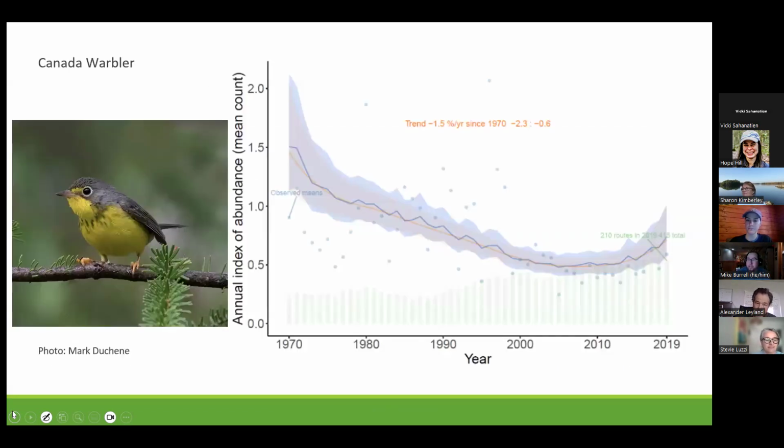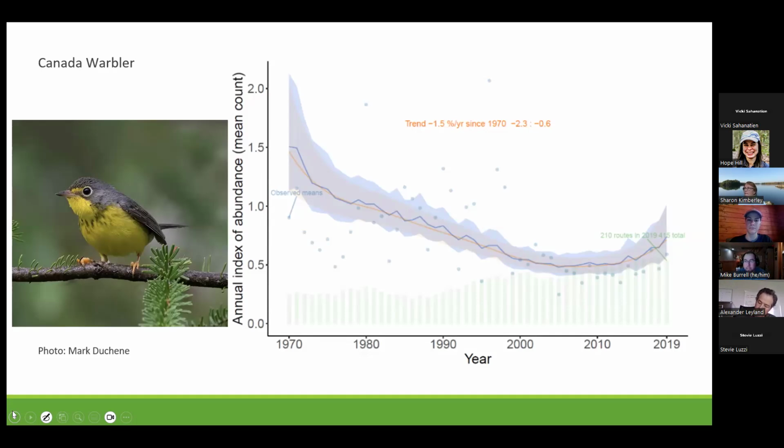Next page. So I pulled up an example. This is Canada Warbler, and this figure here comes from the recent status assessment of this species that was put out by the Committee on the Status of Endangered Wildlife in Canada. So it's a couple years old, but this is the BBS trends for this species in Canada, showing decline, a similar rate of decline as the Canada Jay we just saw, of about 2% per year since 1970.